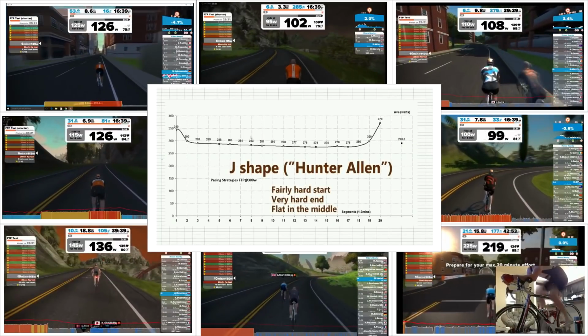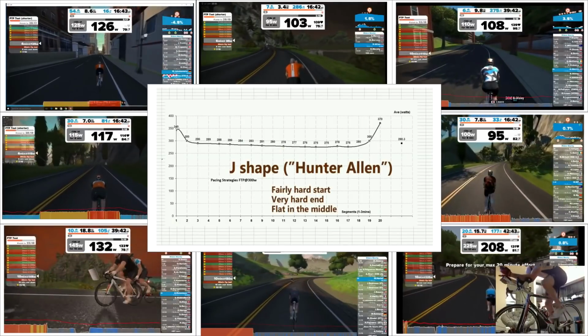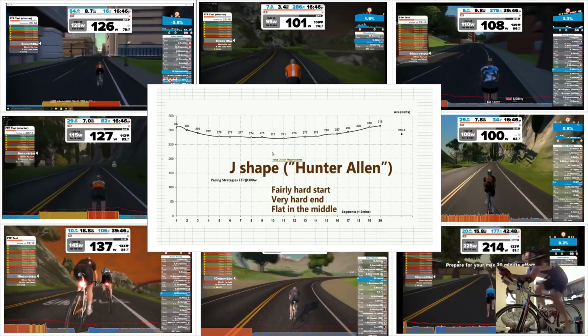And they finish at 290 watts overall. And we call that pattern a J-shape curve, because it's got a little kick at the beginning and a big kick at the end. The third strategy historically was considered the best strategy.